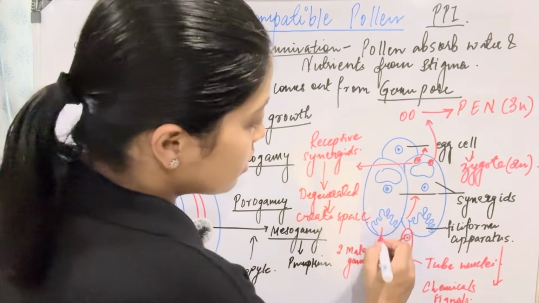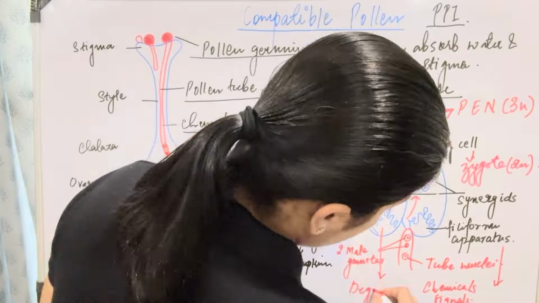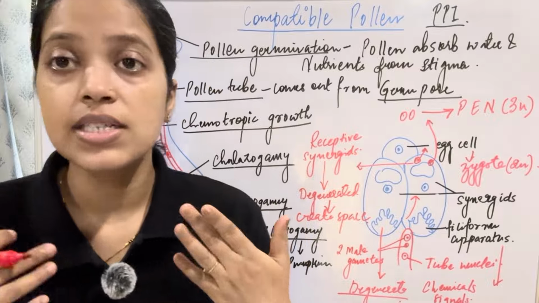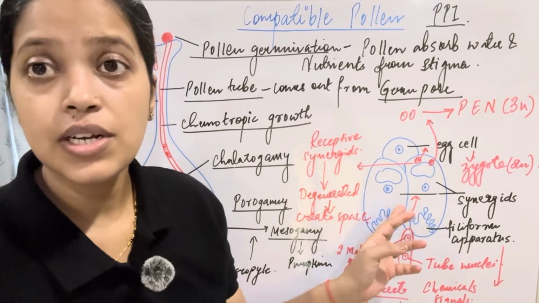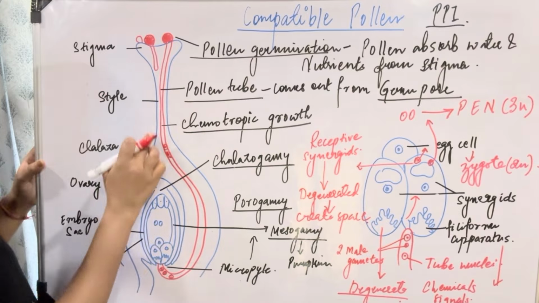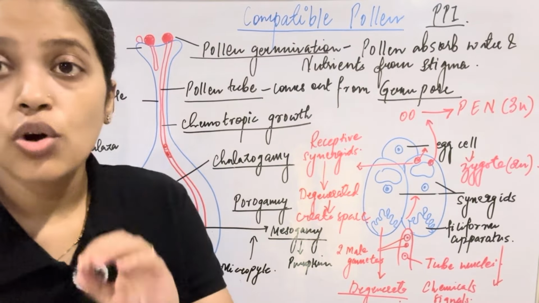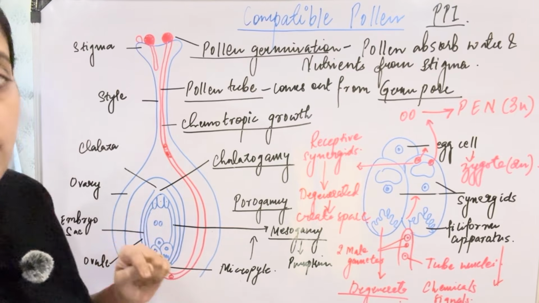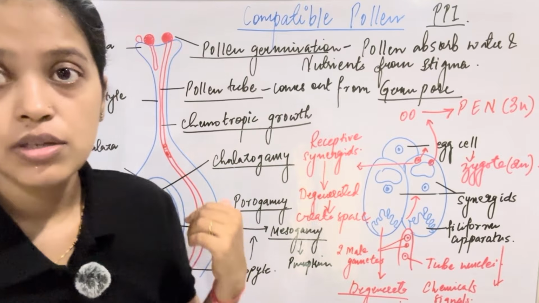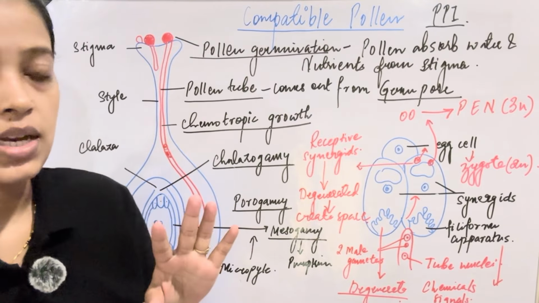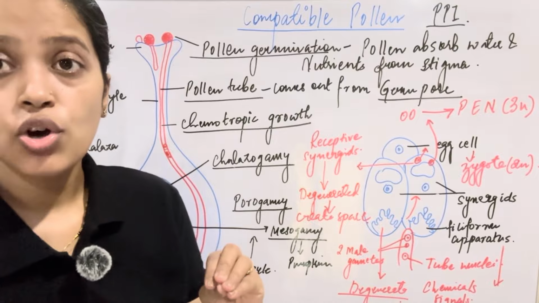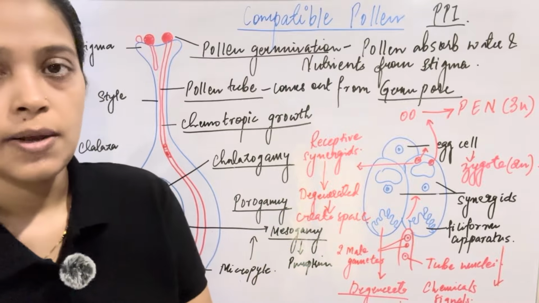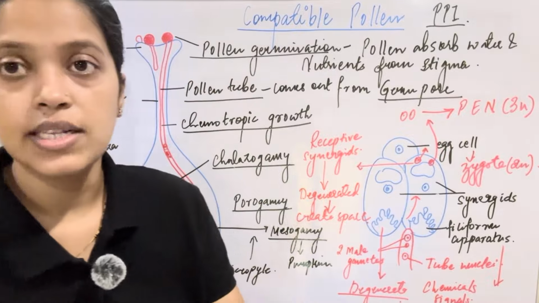Later, the other synergid will also degenerate. The role of the synergid is to provide chemical signals for the entry of the pollen tube, and if it is still present, another pollen tube might also enter. So to ensure that only one pollen tube enters through the micropyle and fertilizes the egg and the two polar nuclei in the center, which fuse to form the secondary nucleus, the other synergid also degenerates, and that is how double fertilization is ensured.